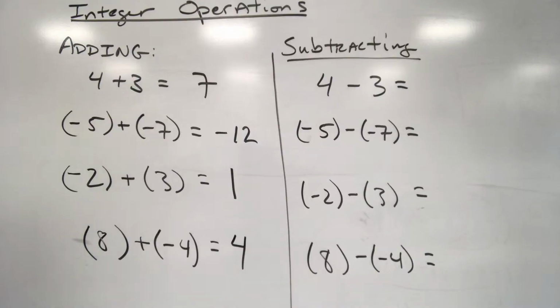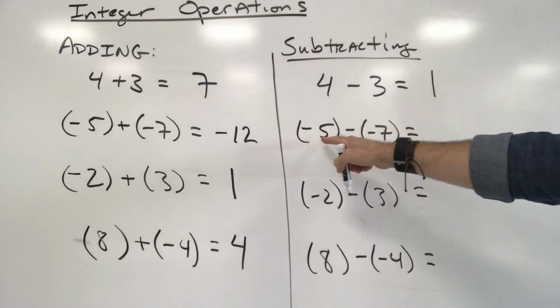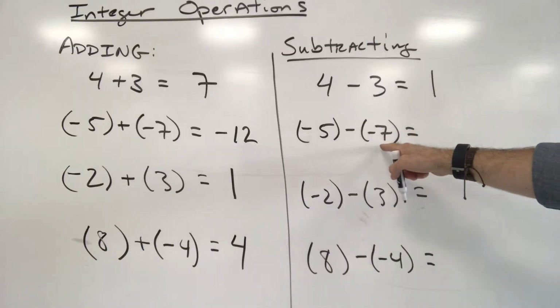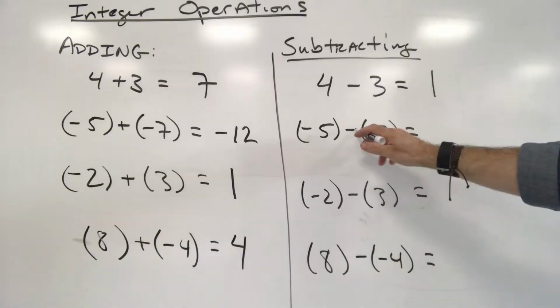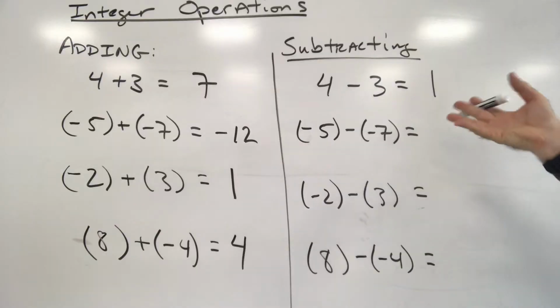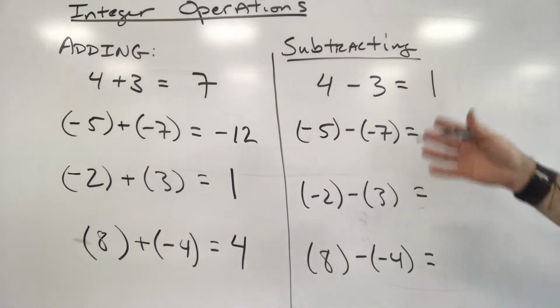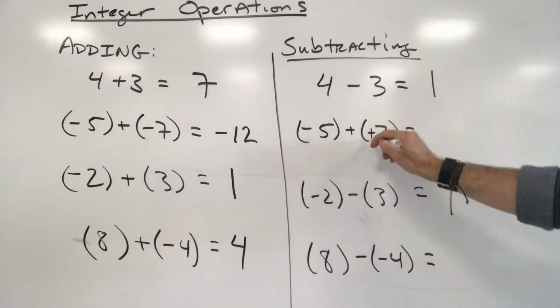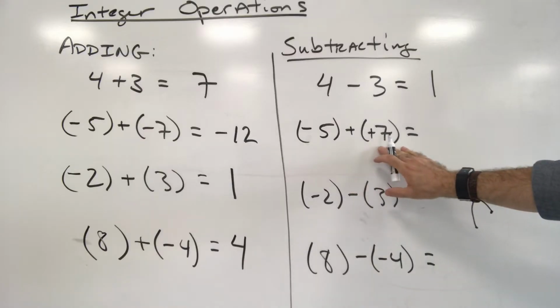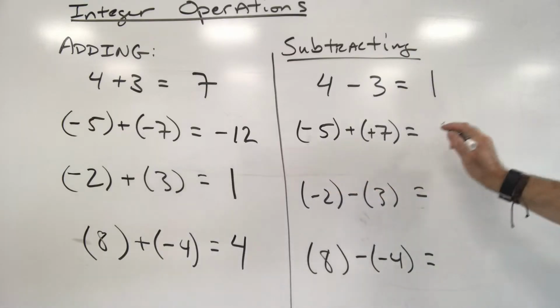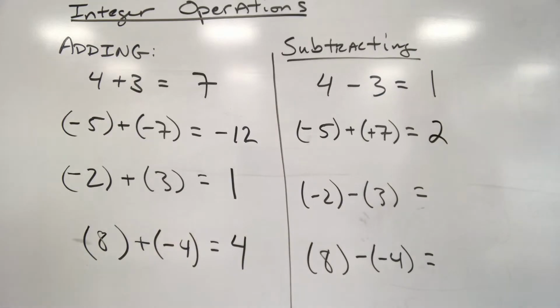When it comes to subtracting, I'm going to subtract the first two numbers as I always have. 4 minus 3 is a positive 1. With negative 5 and negative 7, what I can do is imagine, well, I have negative 5 and I'm subtracting the opposite 7. Negatives in math are opposites, so what I'm going to do is the opposite of what it's saying to do. So I do negative 5 plus 7 and I get positive 2.